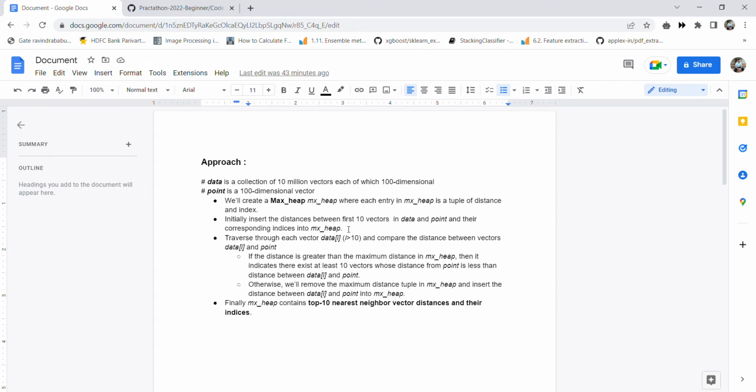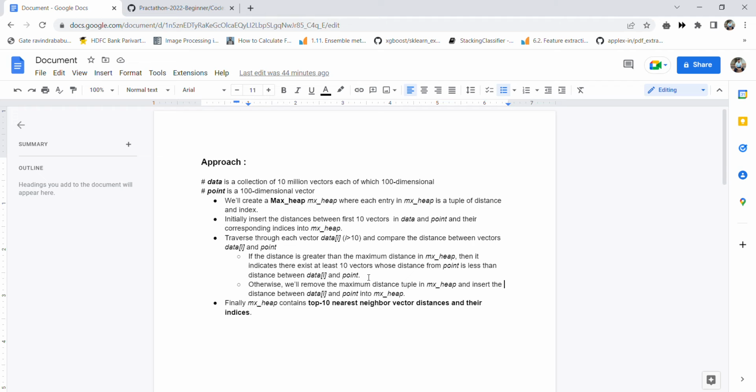For the rest of the vectors in the data, other than the first 10, we'll first calculate the distance between the ith vector in the data and the point, and we'll check this distance against the maximum distance we have found so far in the max heap. If this distance is greater than the maximum distance in the max heap, then there definitely exist at least 10 vectors whose distance from the point is less than the distance we have calculated. So we can ignore this ith data point.